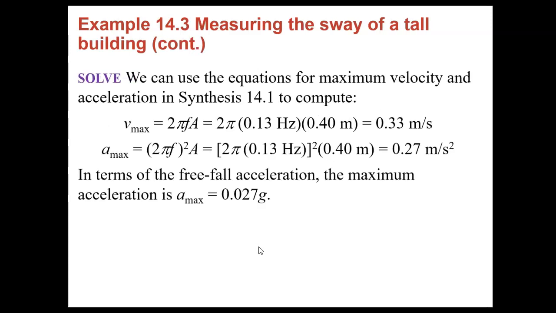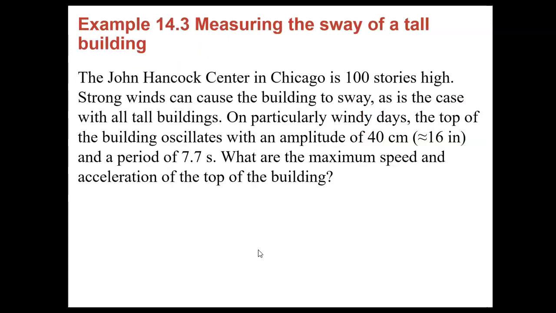We're not going to do this sample problem. Yeah, we will. So the big building in Chicago is 100 stories high. Strong winds cause the building to sway. On really windy days, the top of the building oscillates with an amplitude of 40 centimeters and a period of 7.7 seconds. What's the maximum speed and acceleration of the top of the building?